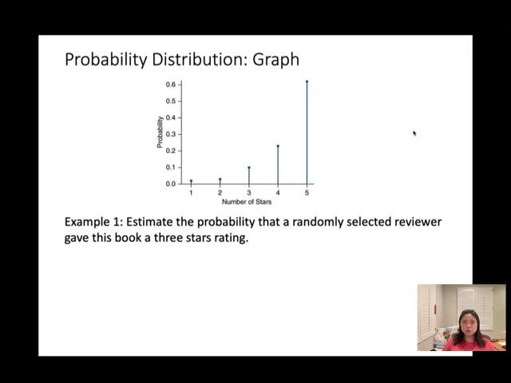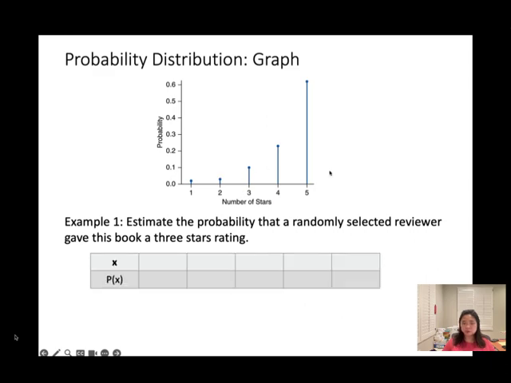We also can use a graph to represent the probability distribution. You can see this is the number of stars. That will be your variable x here. And the y-axis here represents the probability. Example 1: estimate the probability that a randomly selected reviewer gave this book a 3 star rating. We have the probability distribution as a graph. Can you convert it to a table?